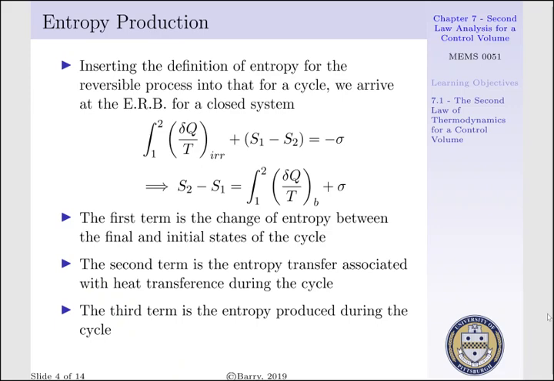Or we can say our change of entropy between state 2 and state 1 is equal to the integral from state 1 to state 2 of delta Q per T evaluated at the boundary temperature for which the heat transfer is occurring, plus sigma. The first term in this expression is the change of entropy between our final and initial states. These are state variables. Our second term is our entropy transfer associated with heat transference. That is our heat being transferred going from state 1 to state 2 per our boundary temperature. And our third term is our entropy produced during our cycle, sigma.